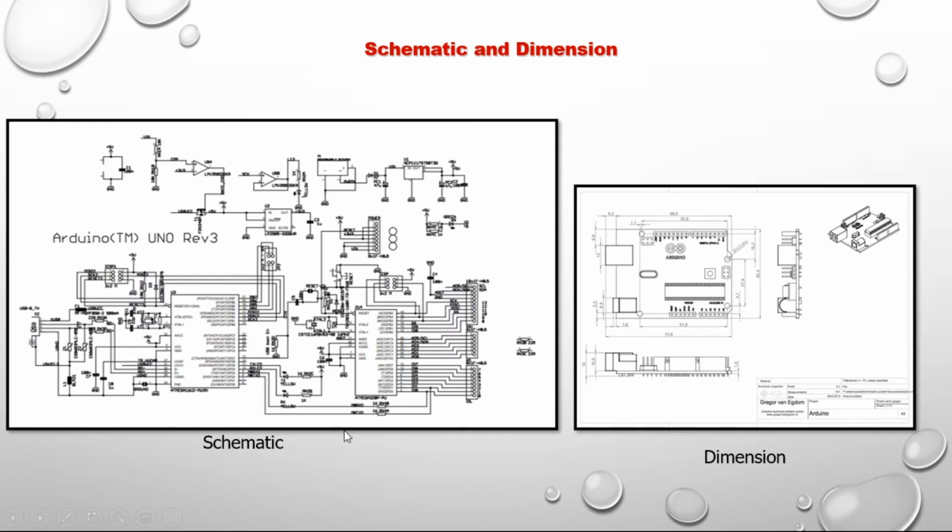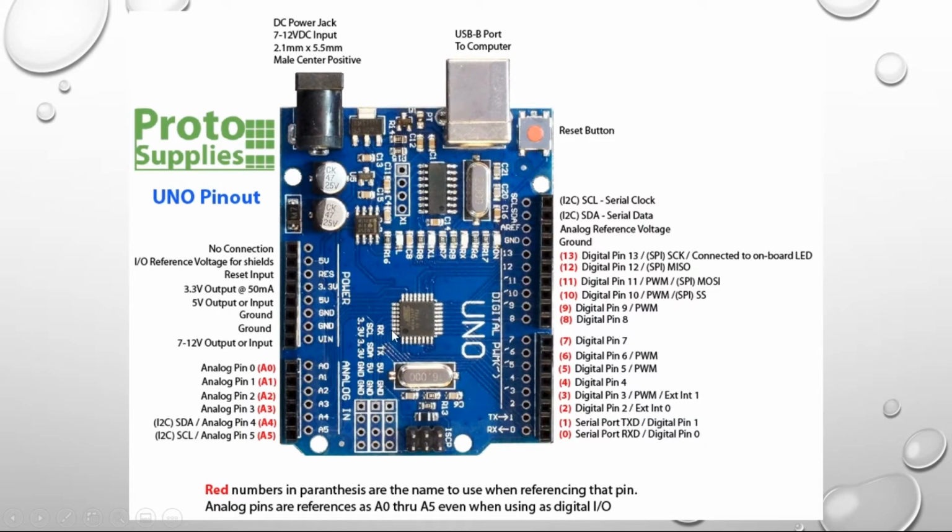These are the schematic layout of the Arduino Uno microcontroller board. This is the ATmega chip, and it is connected with the I/O through some peripheral components and discrete components. It also has an FTDI chip for the USB controller. And this is the dimension of the Arduino Uno.